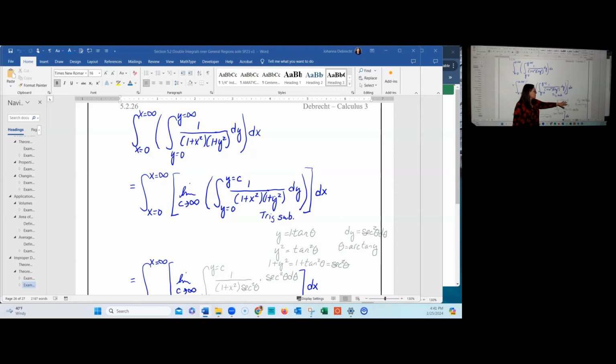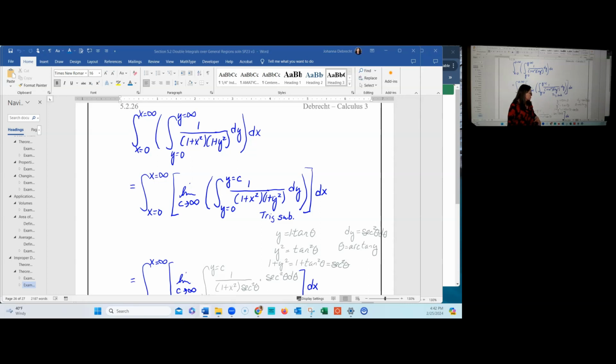We set y to be tangent of theta so that 1 plus y squared can be replaced with 1 plus tangent squared, or secant squared. dy then becomes secant squared of theta d theta, and theta would of course be the arctangent of y.